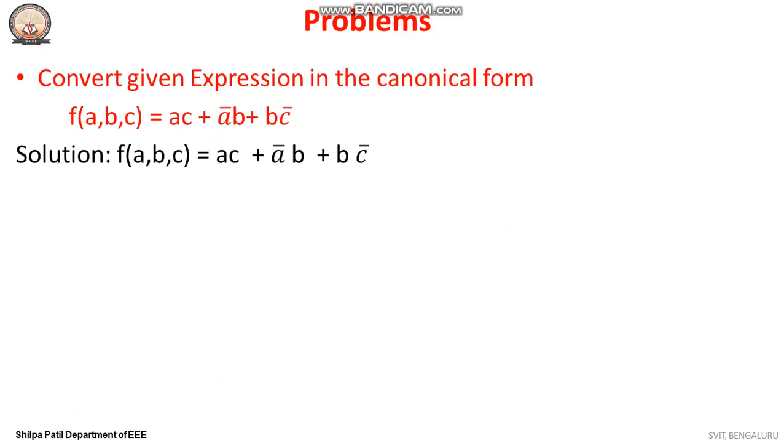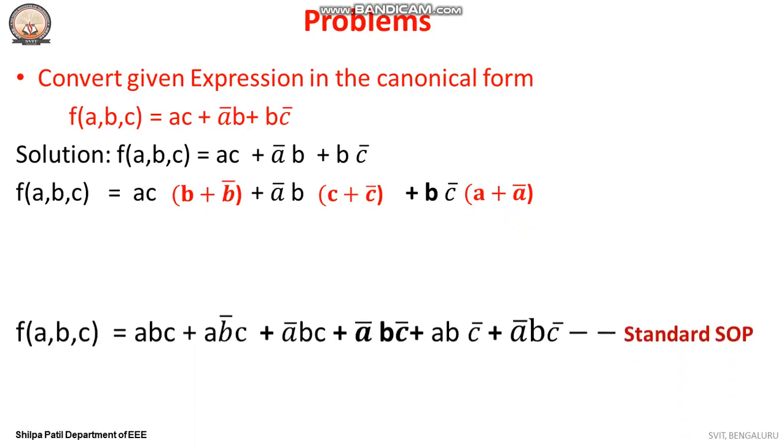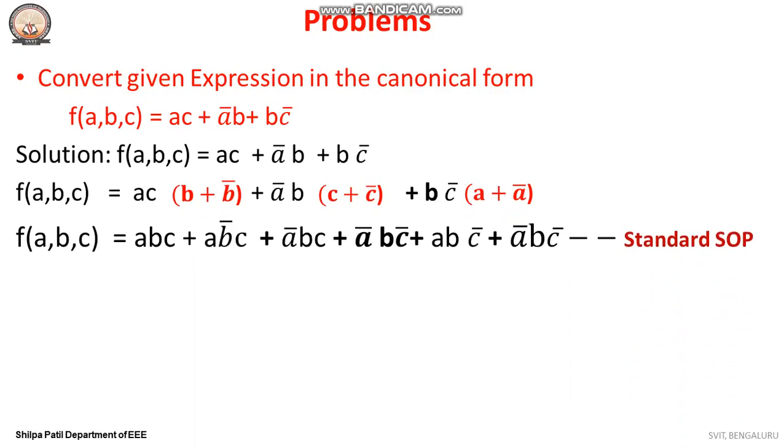First we find the missing literal in each product term. In the first, B is missing, so I will AND with B plus B bar. In the second, C is missing, so we AND with C plus C bar. In the third, A is missing, so we AND with A plus A bar. Then expand the terms using the distributive law. We get ABC plus A B bar C plus A bar B C plus A bar B C bar plus A B C bar plus A bar B C bar.